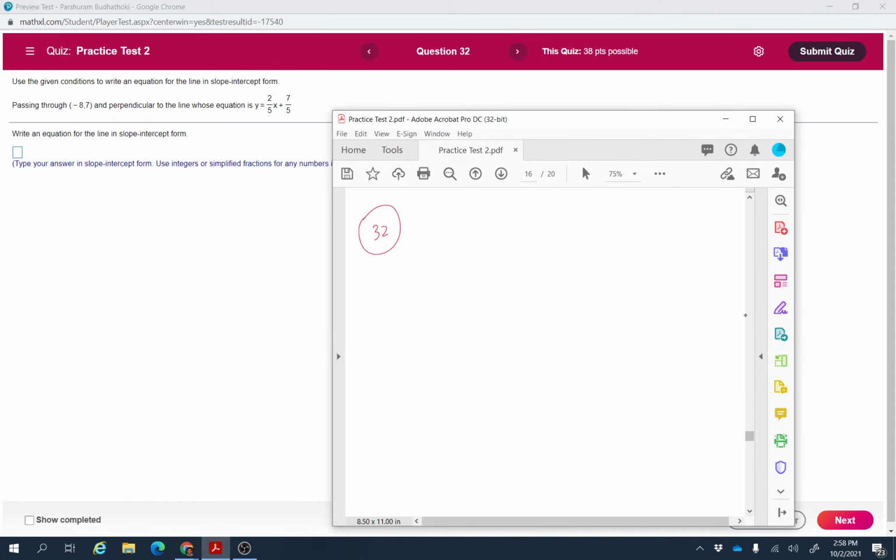32. So x1, y1 is given, that is -8/7, and the slope would be -1 over the slope of this line you have been given, because this line is perpendicular to the line you are looking for. So always if it's perpendicular, the slope of your line would be -1 over the slope of the perpendicular line, which is 2/5. So it would be -5/2.